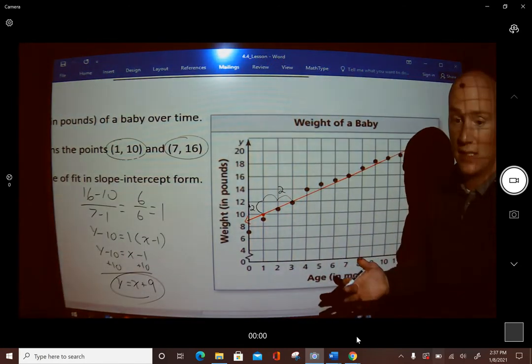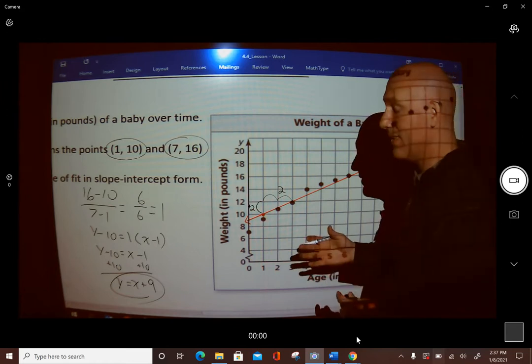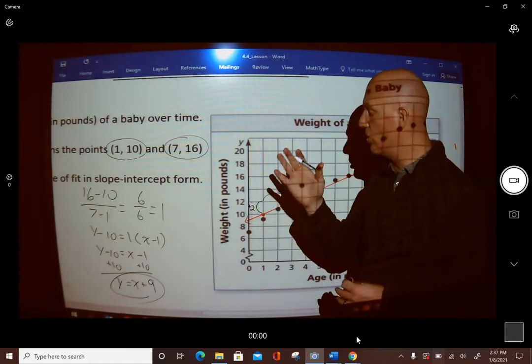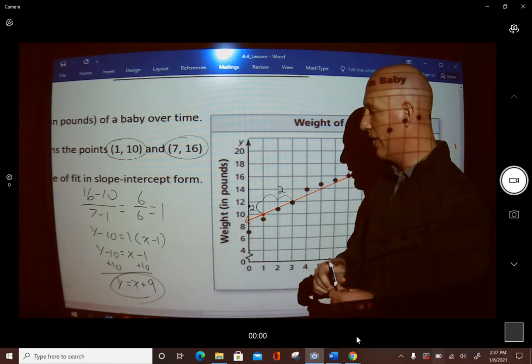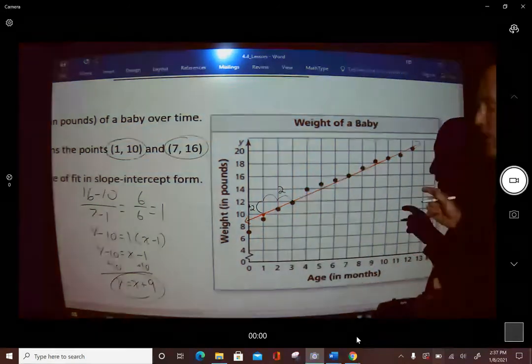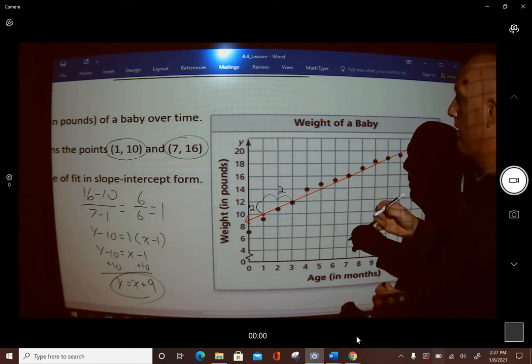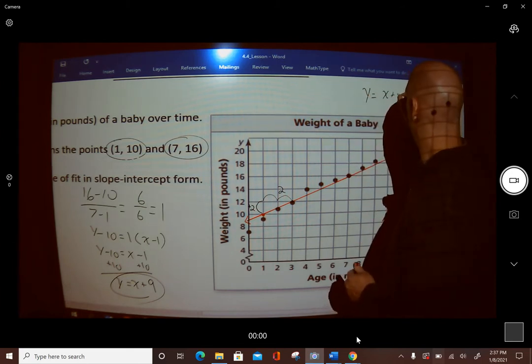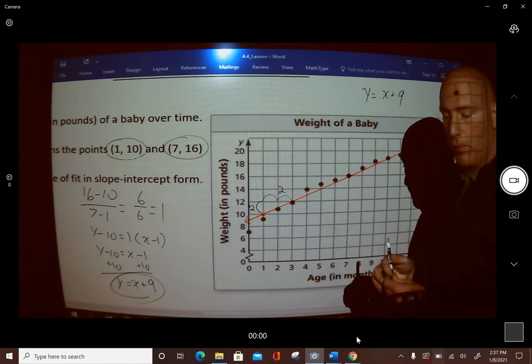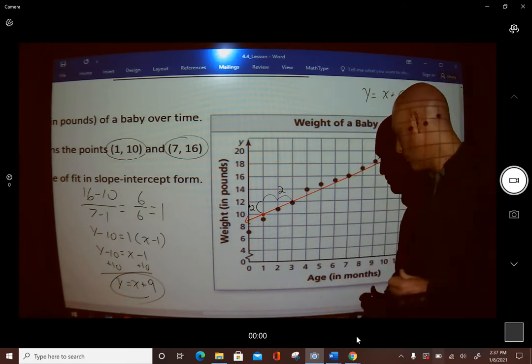So if you guessed it, you were really lucky this time. But I'm going to tell you, as the problems get harder, you can't just assume that. So we did not know in the beginning that it was exactly 9. So now we have our trend line, y equals x plus 9. And let's talk a little bit more about what that means.